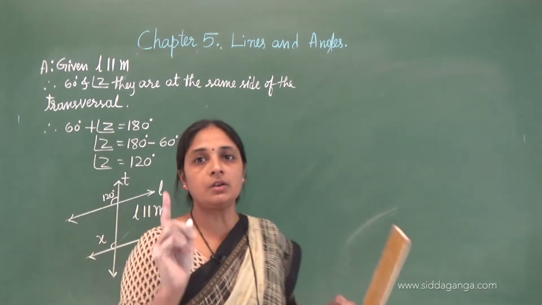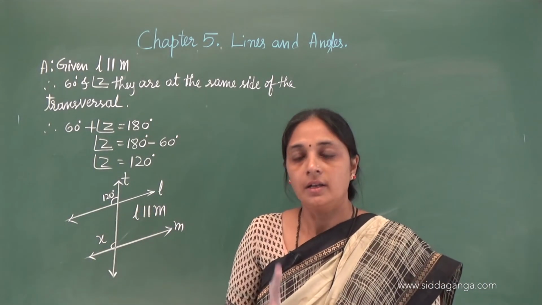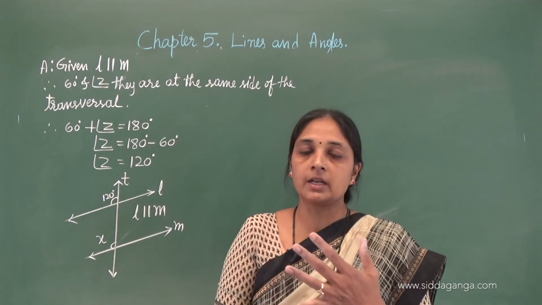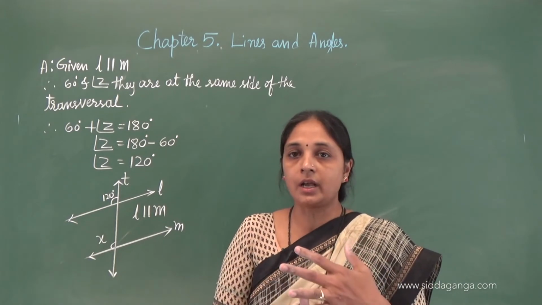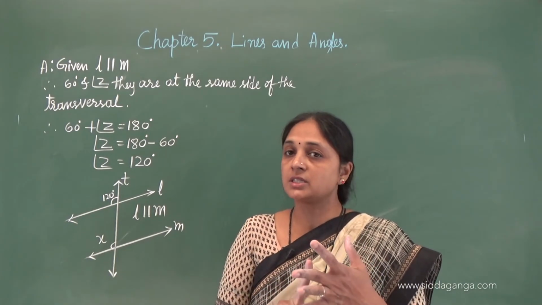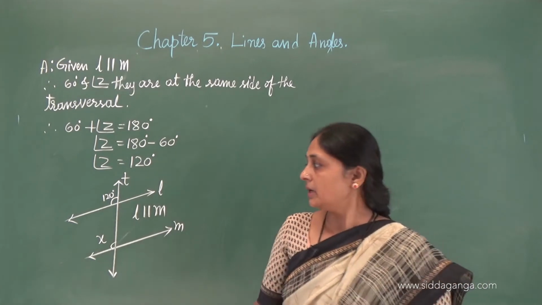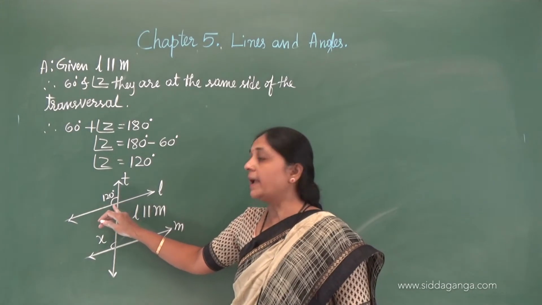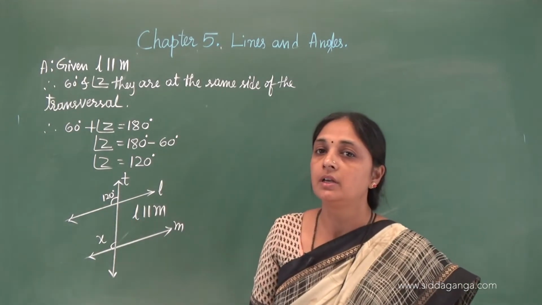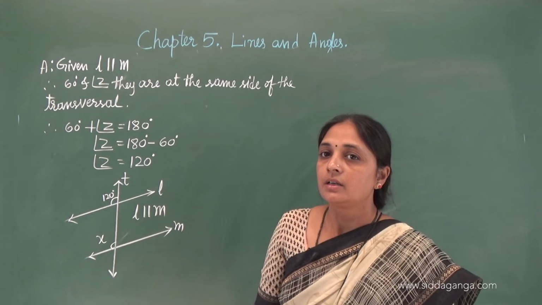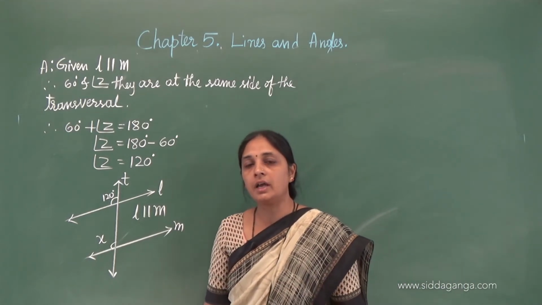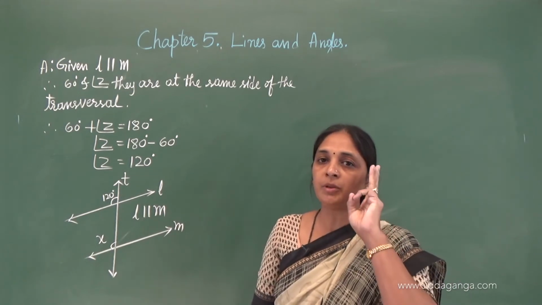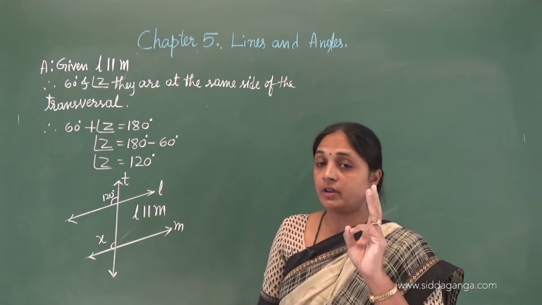If they give those two lines are parallel, then you should think of the corresponding angles are equal, alternate interior angles are equal, the linear pairs they make, whatever may be. So these three, the angles which are present at the same side of the transversal, they are supplementary to each other. So these must be, keep in your mind, they are very important.